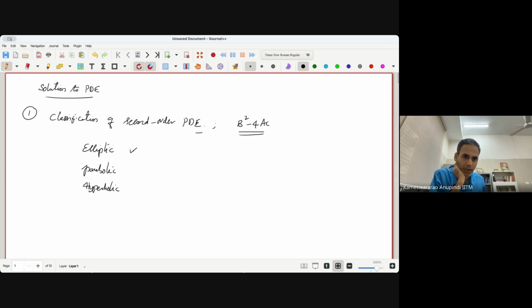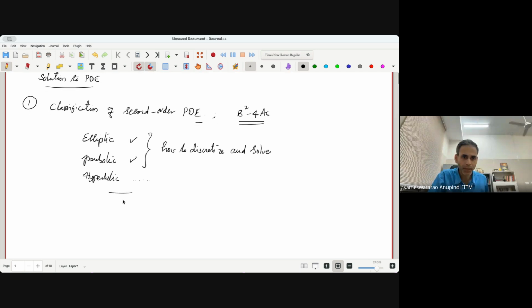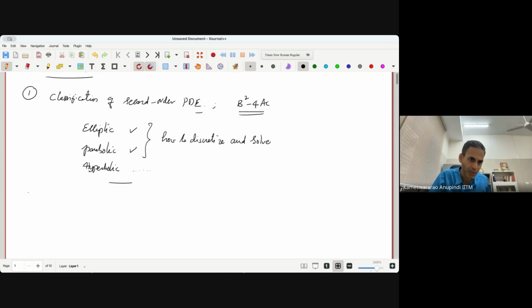We're going to primarily look at the elliptic and the parabolic types of equations in terms of how to discretize and solve them. We are not going to look at hyperbolic equations in this course as such, but some general principles that we develop here will also be applicable for hyperbolic flow problems. So today let us look at the elliptic equations.